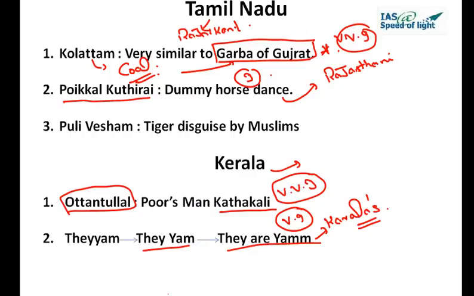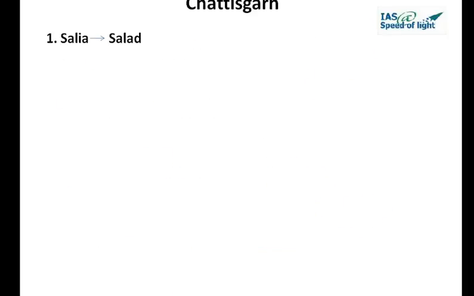For Otan to learn, we can write Otent. Okay, Otent. Relate it with Kadila. So, Otent 12. Otan 12, Poor Man's Kathakali, and Thiyam. Then, coming to the last state for now, Chhattisgarh. And Chhattisgarh, the dance is Salia. And from Salia, we get Salad. We get Salad. And Chhattisgarh was, Chhattis is 30th, it is mug. So eating salad in a mug.